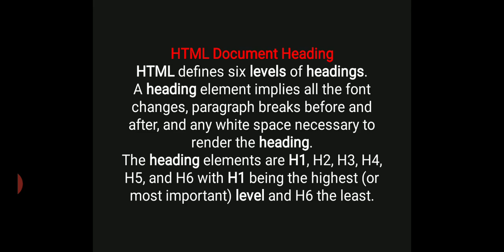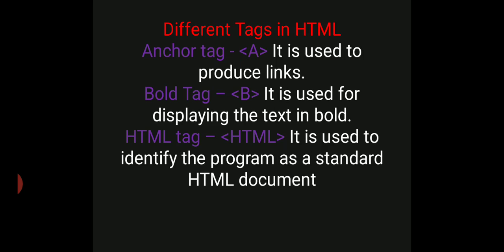Next is the HTML document heading. As described earlier, there are 6 levels of headings, and all of them are used to display text in a bigger and bolder format. A heading in HTML implies font changes, paragraph breaks before and after, and any white space necessary to render the heading. The heading elements are H1, H2, H3, H4, H5 and H6, written in angular brackets as well.